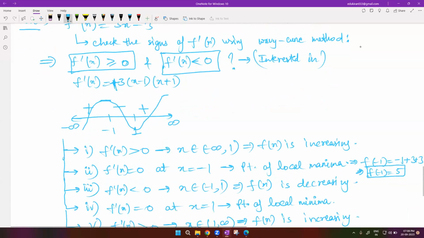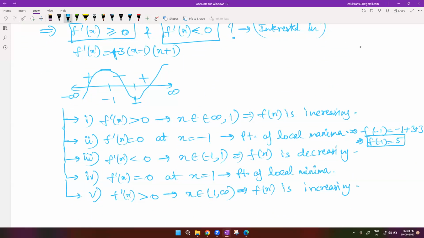Similarly, we can also find out the value at 1. So f of 1 will be 1 cube, which is 1, minus 3 plus 3, which is 1. Hence the local minimum value would be 1 and the local maximum value would be 5. If you put any value around 1, such as 1.1 or 0.9, in both cases you will get an answer greater than 1. You can check that as well.